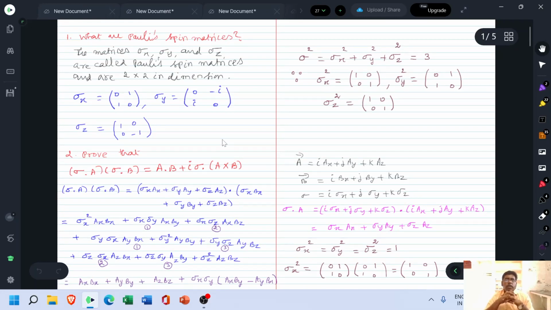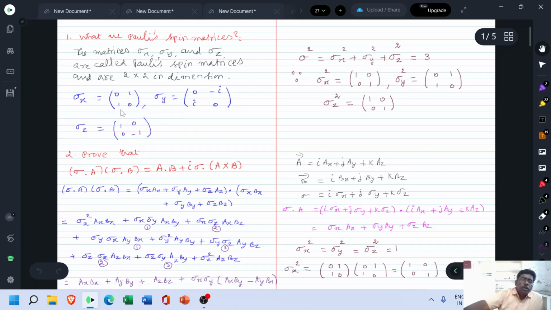We have talked about part A questions from the paper quantum mechanics, especially from relativistic quantum mechanics. The first question is, what are Pauli spin matrices? Sigma x, sigma y and sigma z are called Pauli spin matrices. They are 2 by 2 in dimension. The values are given below.